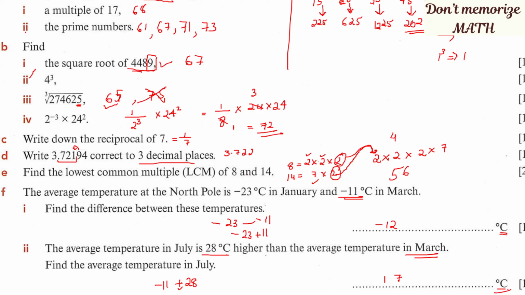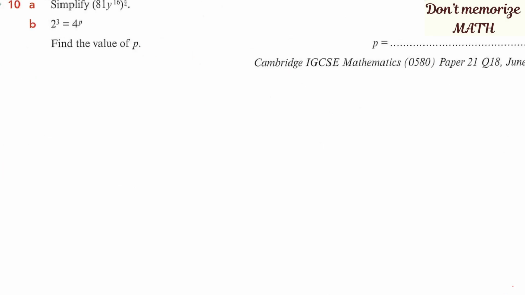Okay, I hope question number 9 is clear for you. Now we are moving to the final question, question number 10. They have mentioned non-calculator. As I told previously, from 2025 only you got the non-calculator paper, so they have just mentioned this for you. Okay. Simplify 81y raised to 16, whole power 3 over 4.